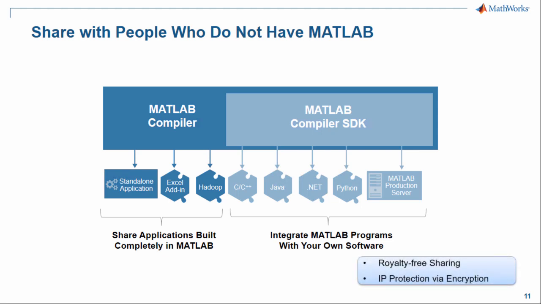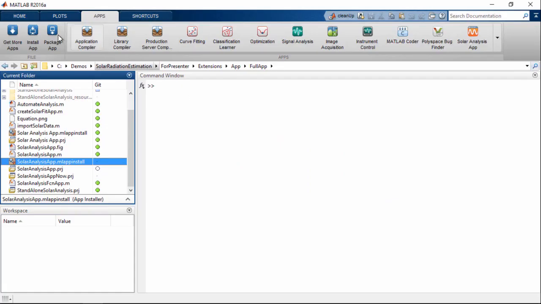Your intellectual property, or IP, is protected via encryption. The components and applications you create using this software can be shared and redistributed royalty-free. You only pay for the price of MATLAB compiler and the MATLAB compiler SDK. Let's look at each of these approaches.